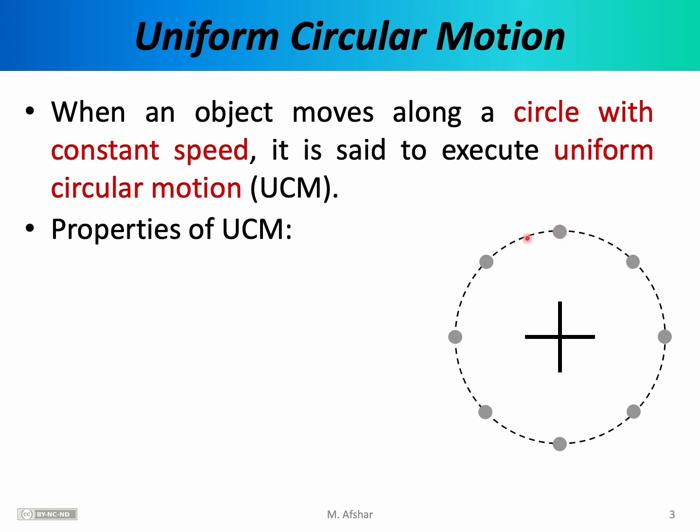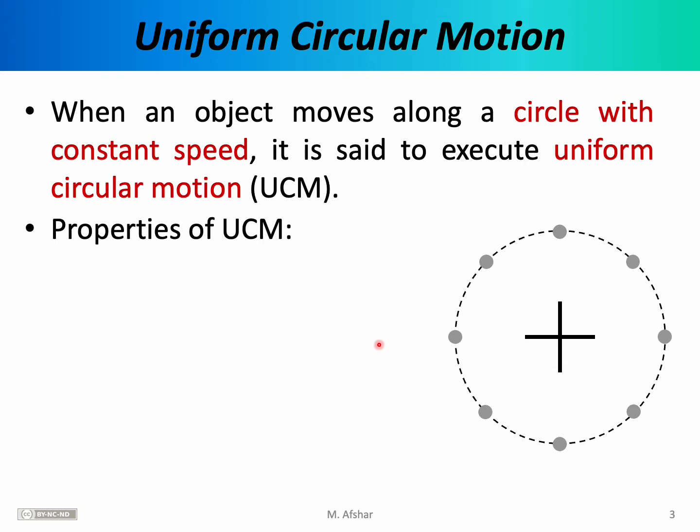Notice that the distance between two consecutive circles does not change. That distance is constant, telling us that the object is traveling equal distances in equal time intervals. That in turn tells us that the speed of the object must be constant, and therefore what we have here is uniform circular motion.